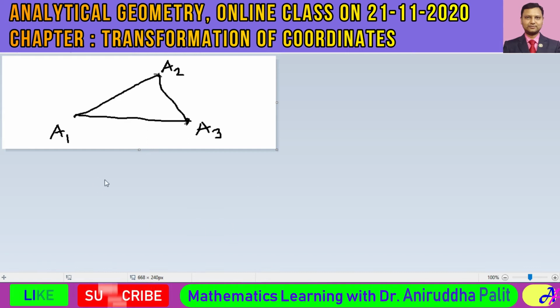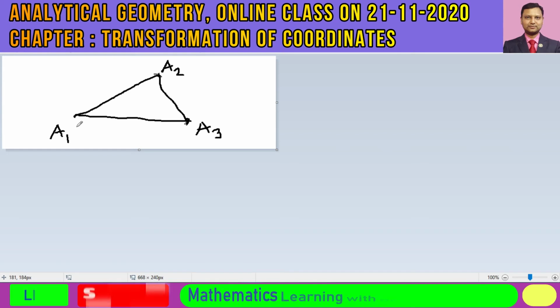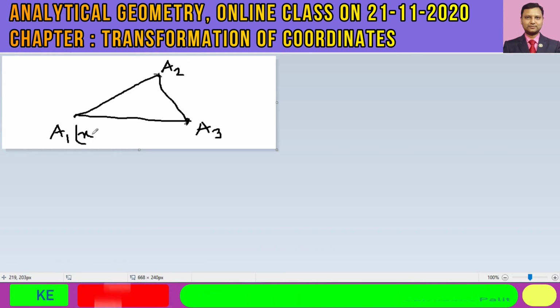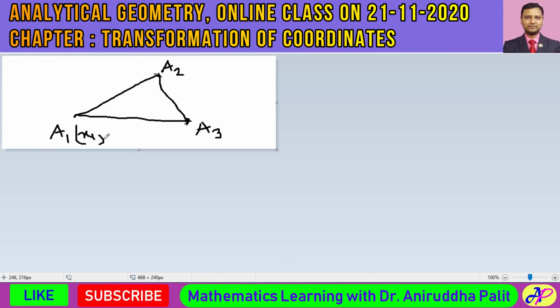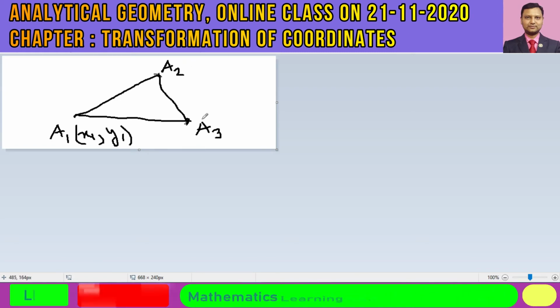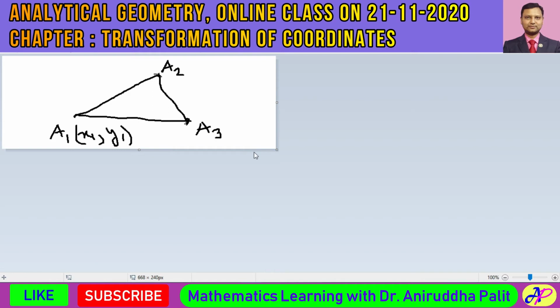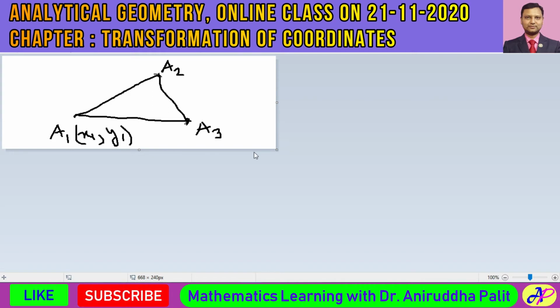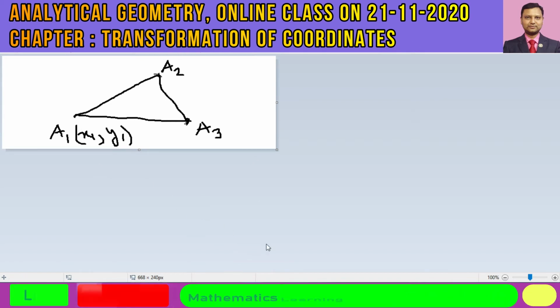Suppose this point A1 has the coordinates x1, y1. Similarly, the second point A2 has the coordinates x2, y2. The third point A3 has the coordinates x3, y3. And we have a formula. Probably you have gone through this kind of formula for finding the area of this triangle.